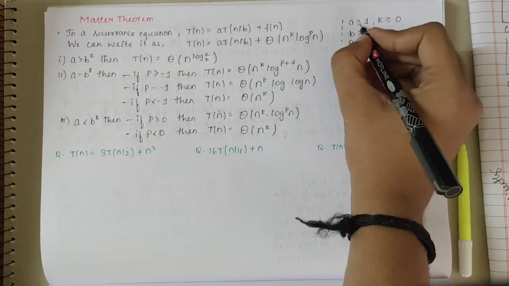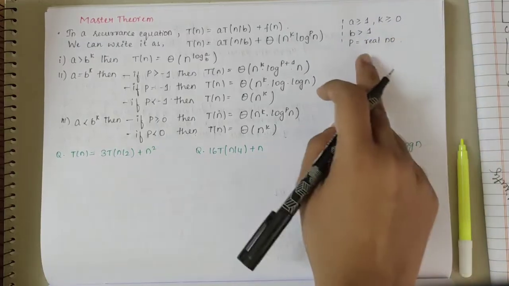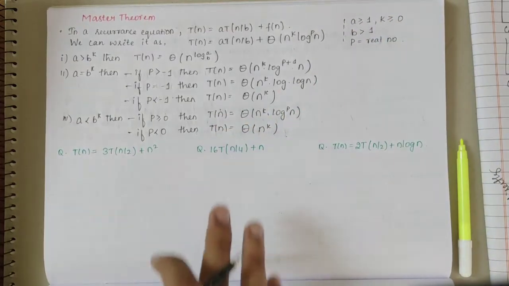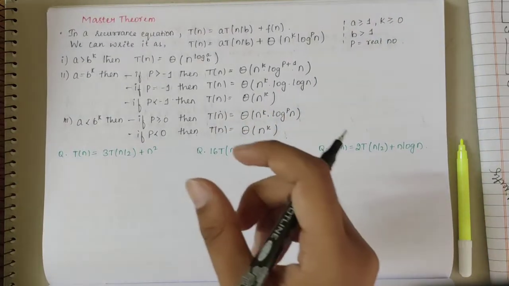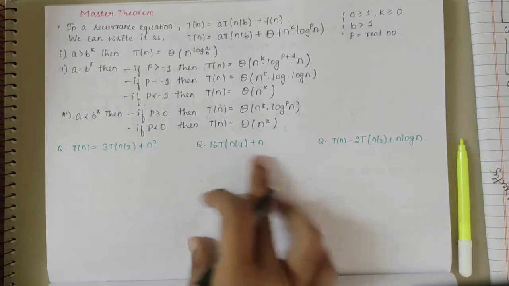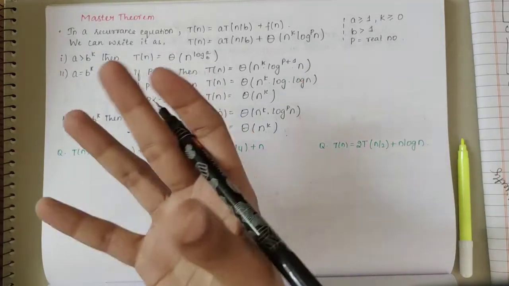Here the conditions are a should be greater than or equal to 1, k should be greater than or equal to 0, b should be greater than 1, and p is a real number. So these are the constants here. If you look in the textbook, they have given short formulas. Only 3 formulas are there, but those 3 formulas are pretty confusing. So here I have 3 elaborate formulas, those 3 formulas only, but elaborated here.